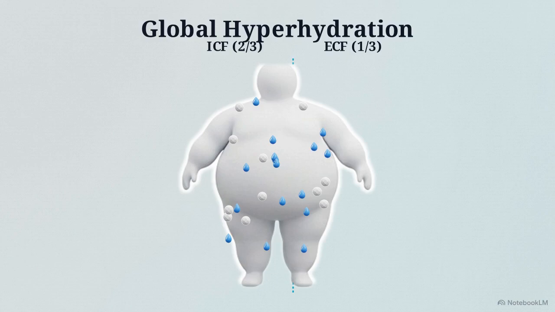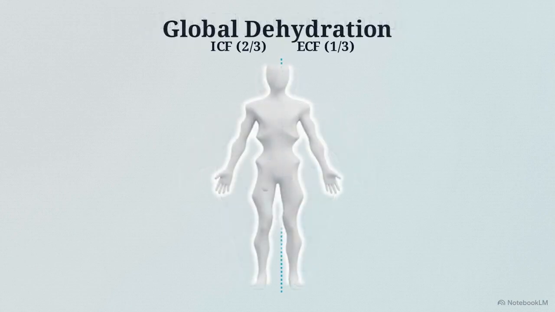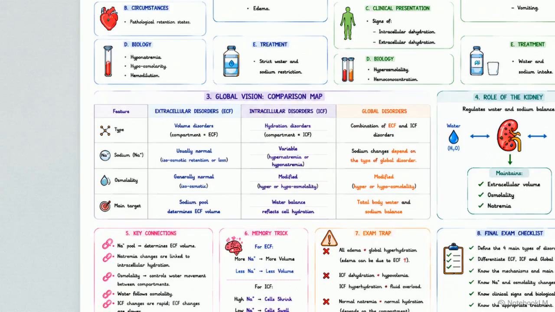This master comparison map cross-references the features of extracellular, intracellular, and global disorders. Notice how sodium and osmolality remain stable in ECF volume disorders, but swing wildly in intracellular and global conditions. Because symptoms overlap, precise labs are the only way to diagnose global disorders.